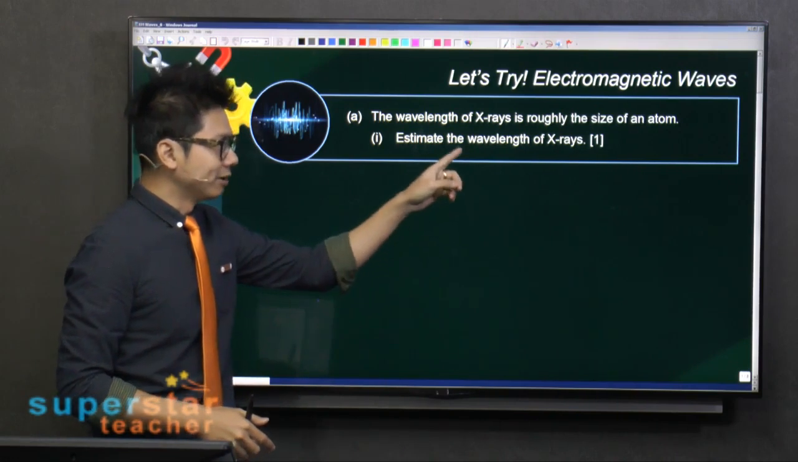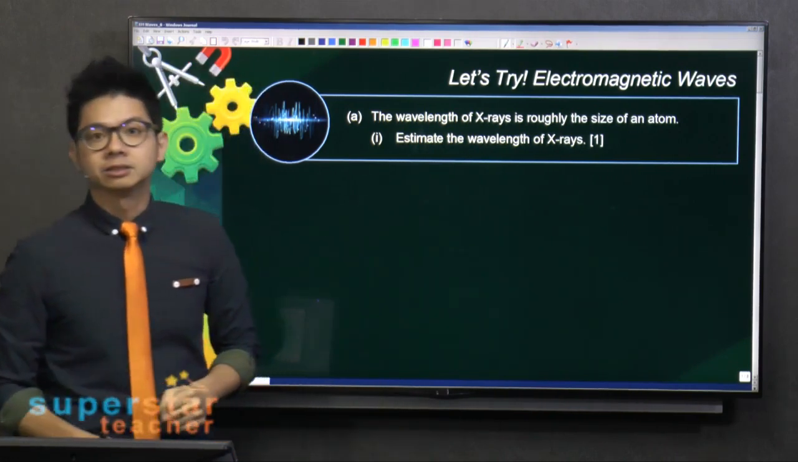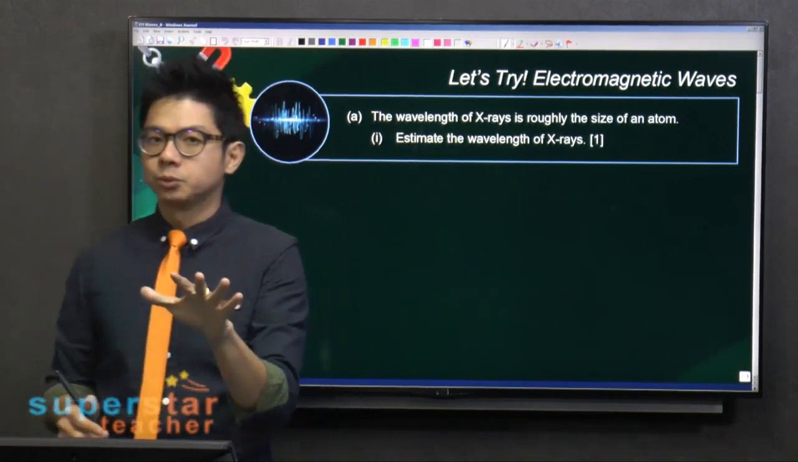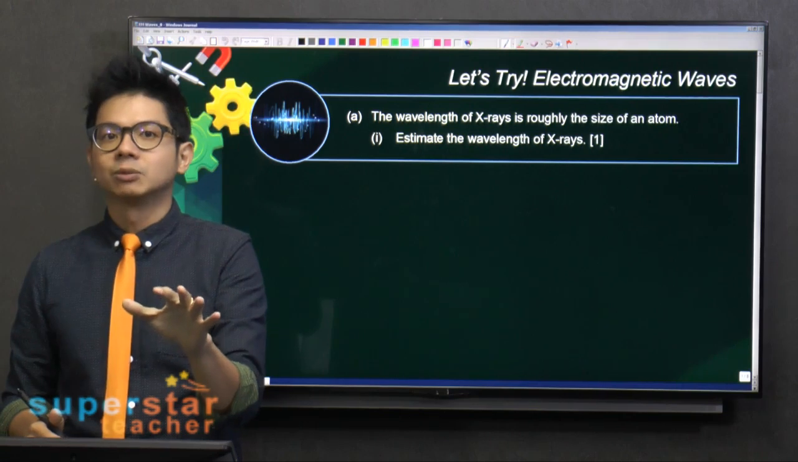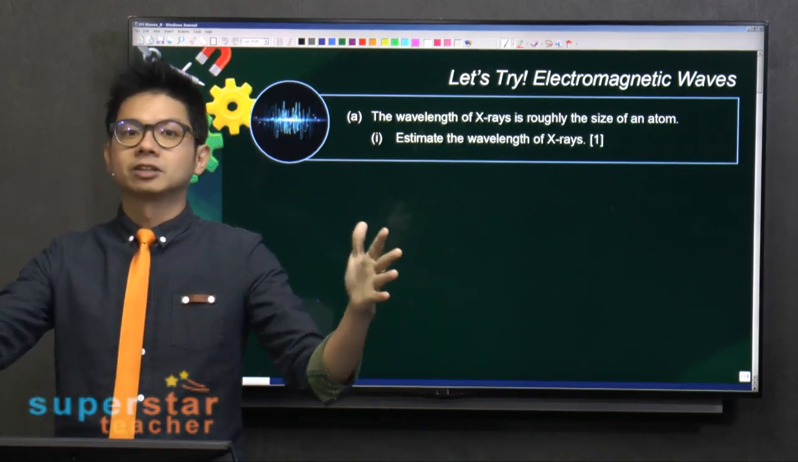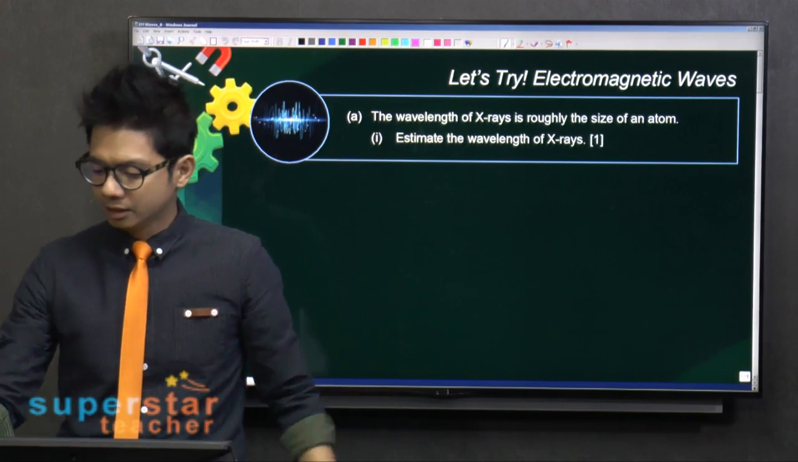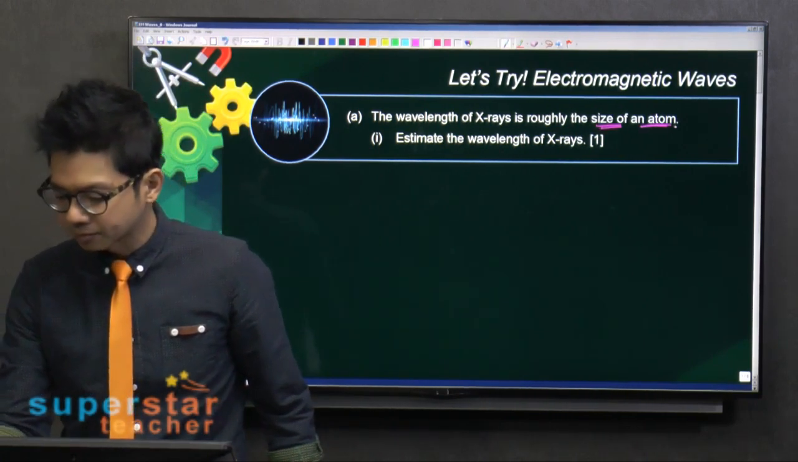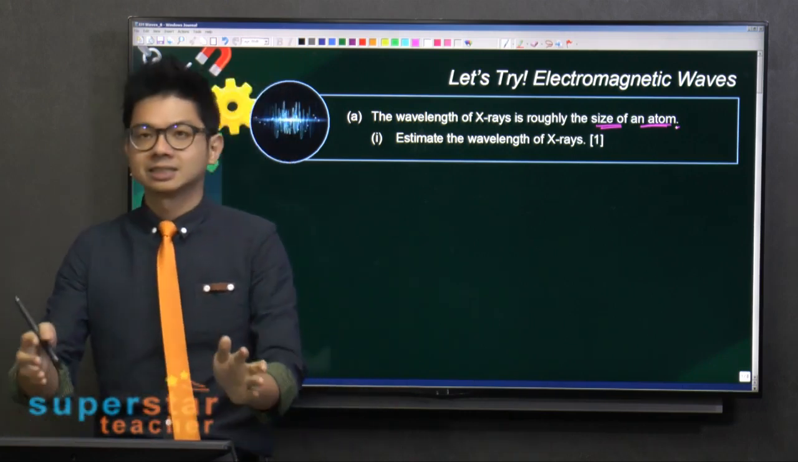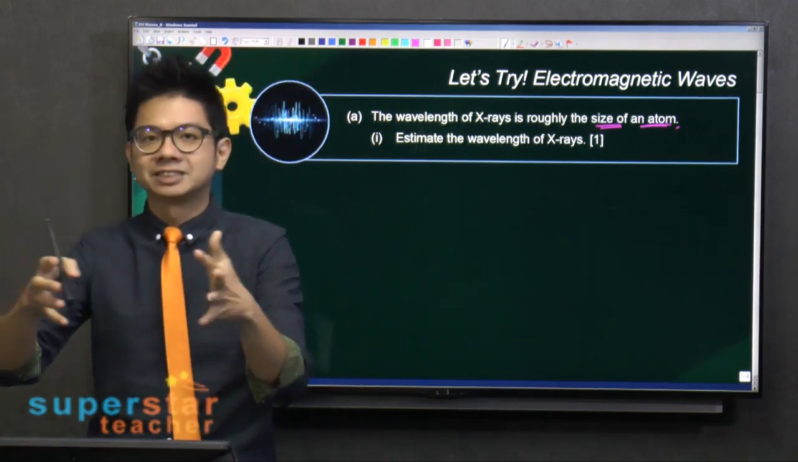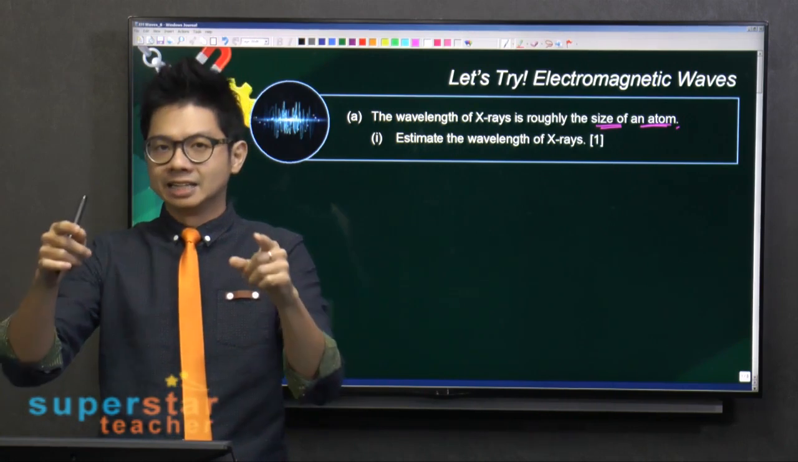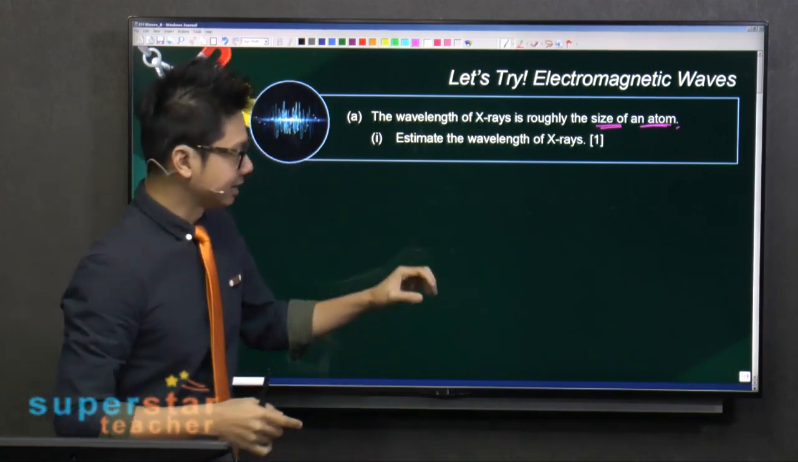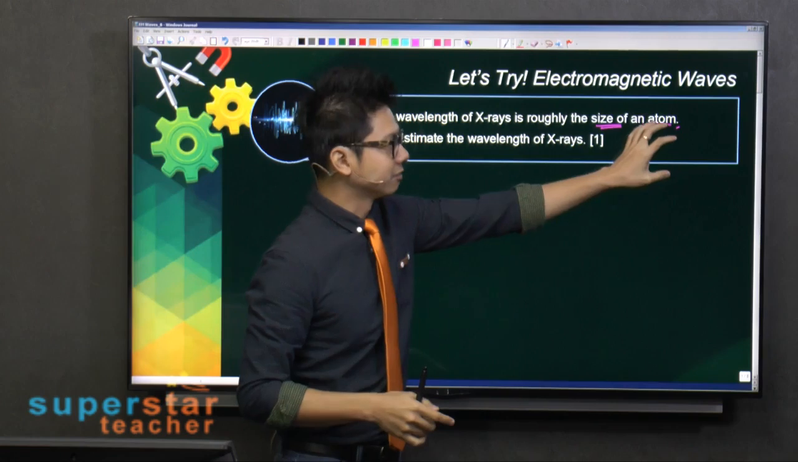So estimate the wavelength of X-rays. Okay, so guys, I told you we do not have to memorize the wavelength of the components. But this question gives you a hint that it is the size of an atom. In chapter 1, there are orders of magnitude of certain things that we see around us, and in your textbook they actually put down the size of an atom.